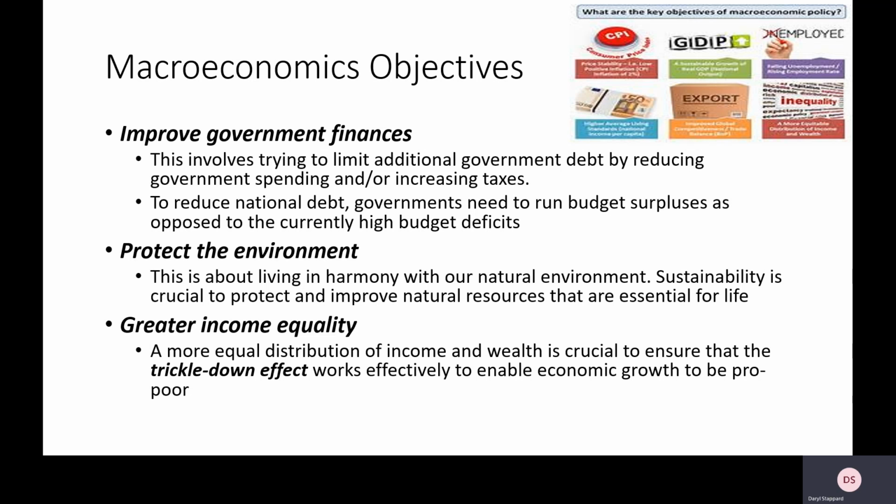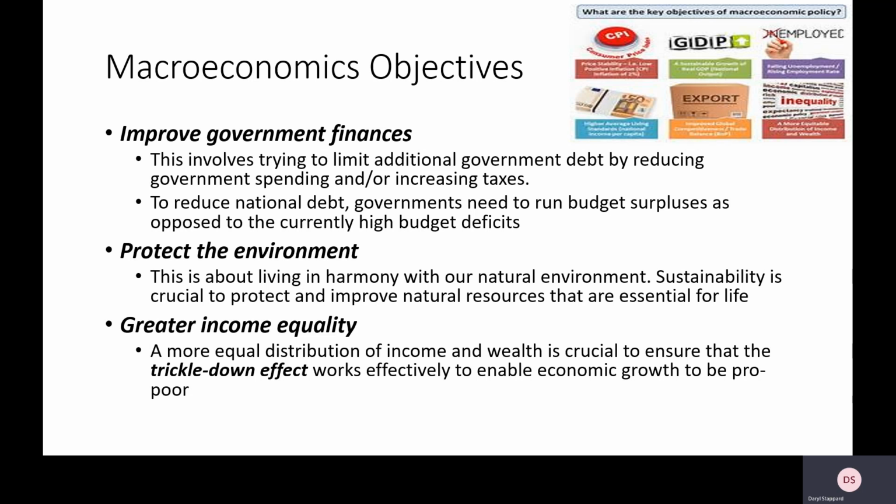Now, to do this, what you would need to do is to reduce government spending and or raise taxes. So that would be about reducing budget deficits originally to reduce how much additional borrowing needs to take place, and then moving slowly towards a budget surplus where we can start to pay down that debt. You tend to measure national debt as a proportion of GDP because it shows you how affordable that debt is for the country. So in the UK at the moment, national debt is 100% of GDP.